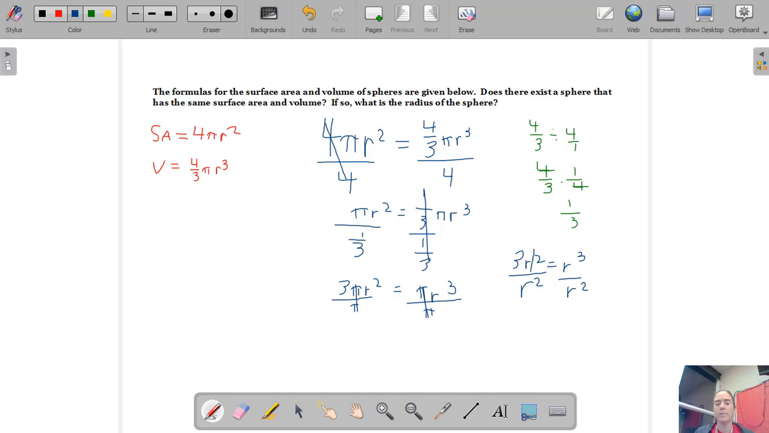Okay, so r squared divided by r squared is 1, so that gives me 3. And over here, remember, if we divide powers, we have to subtract the exponents. So that's going to give me r, and then I would do 3 minus 2, which is 1, and r to the first is just r. Okay, so that ends up with a radius of 3. So when a radius is 3, you would have the same surface area and volume. Okay, so that's how you do that problem.